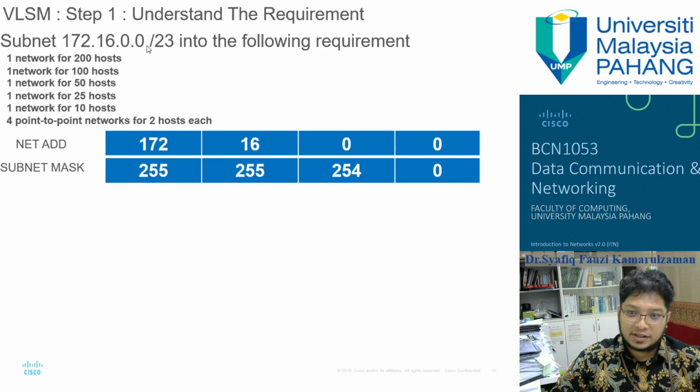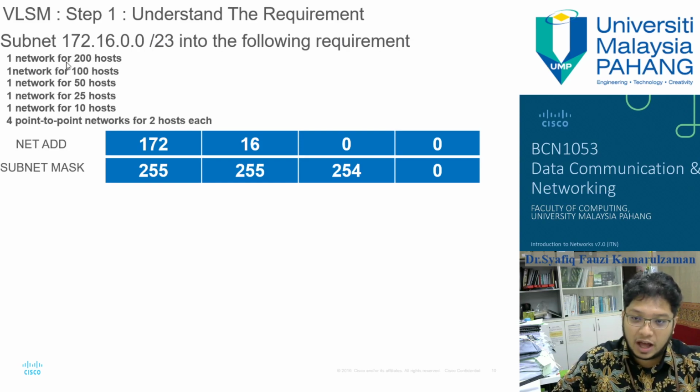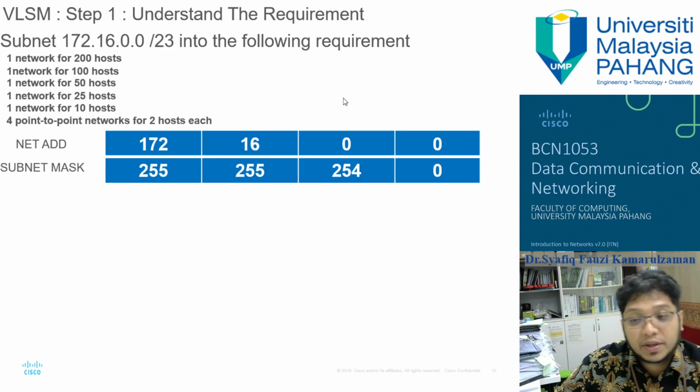Now you have a /23 address. Right now, how many hosts do you need? You have 200, 300, 350, 375, 385, and another 4 point-to-point networks of 2 hosts each, so 385 plus 8 is 393. So you need at least 393 hosts inside your network. Does the 393 fit inside this network address or not? Let's check that first.